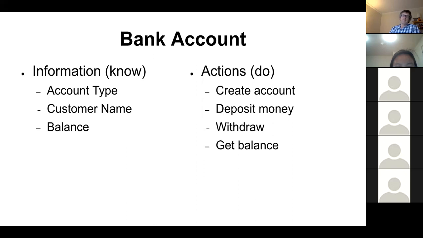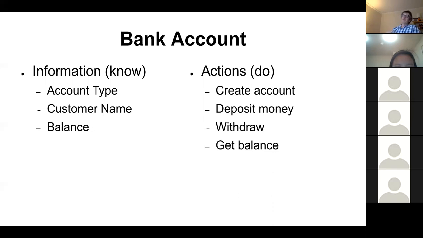So what is the information? Well, we want to know what type of account it is, perhaps savings, checking, mutual fund, something. We want to know who the customer is, who owns it, and how much is in there. There might be other things, right? There might be interest rates. We might need to keep track of the number of transactions because they might have a minimum or maximum number of transactions. That's all information that we store.